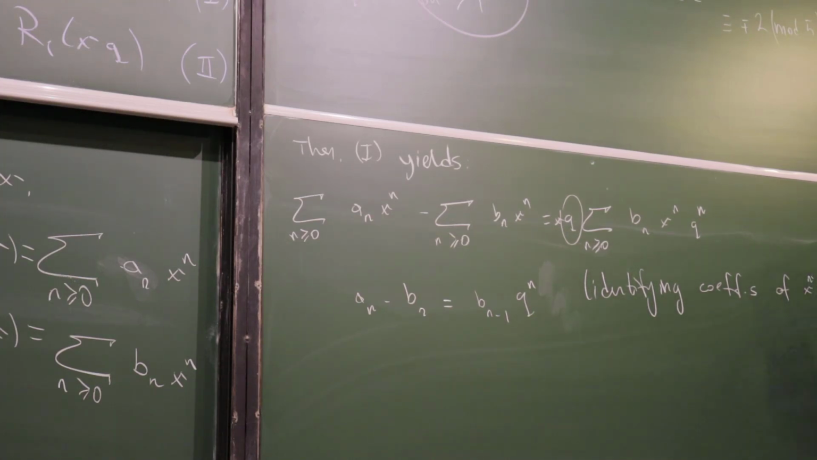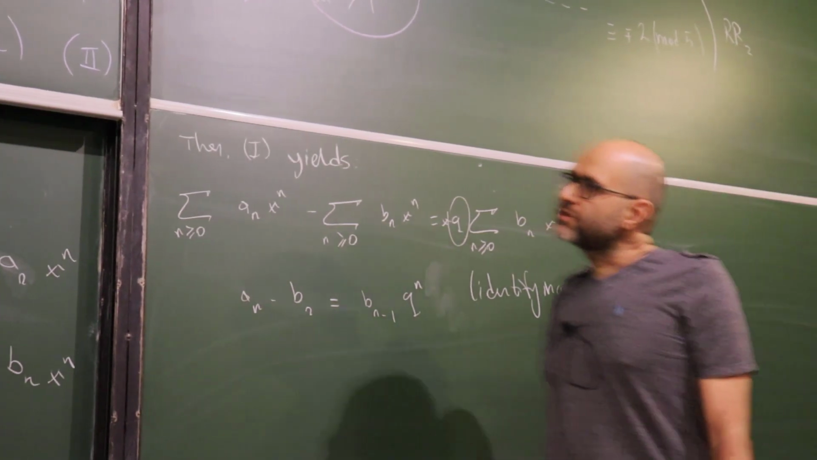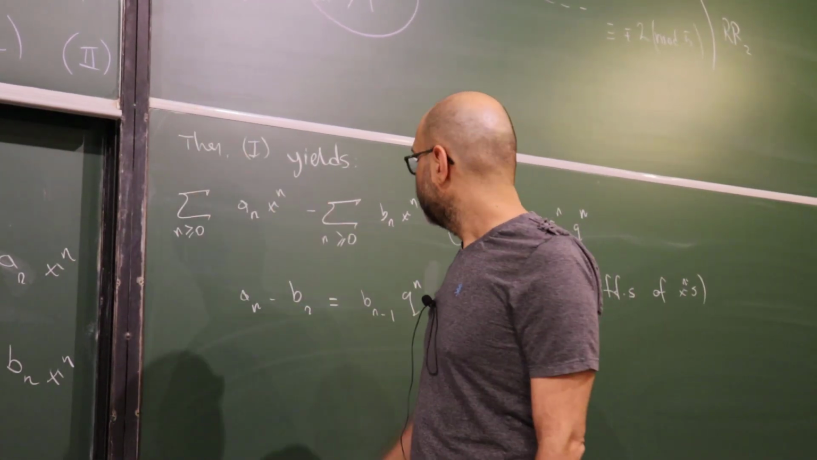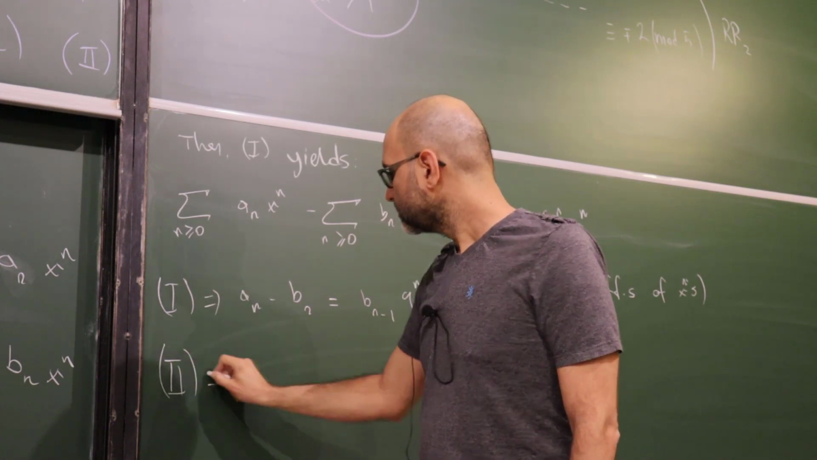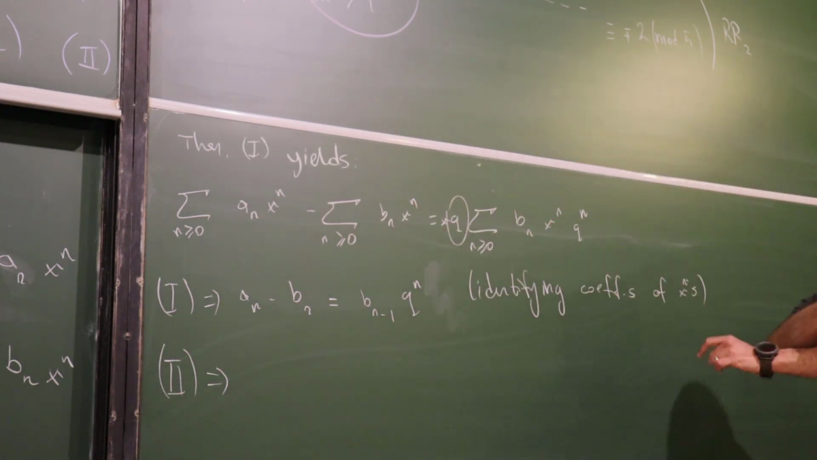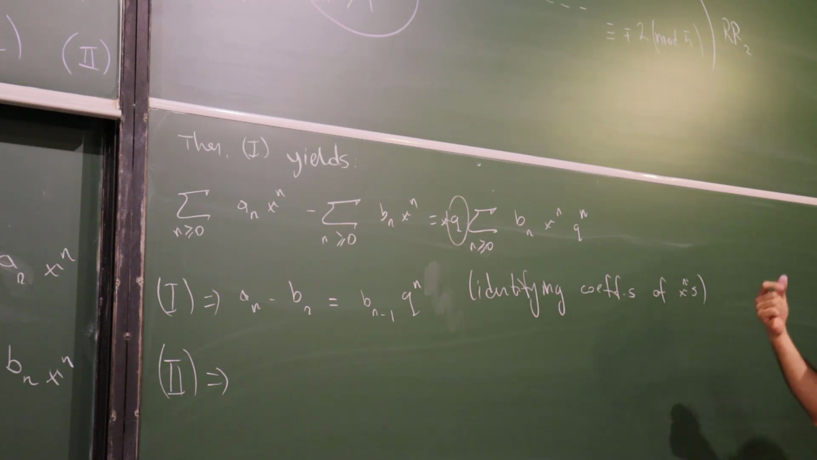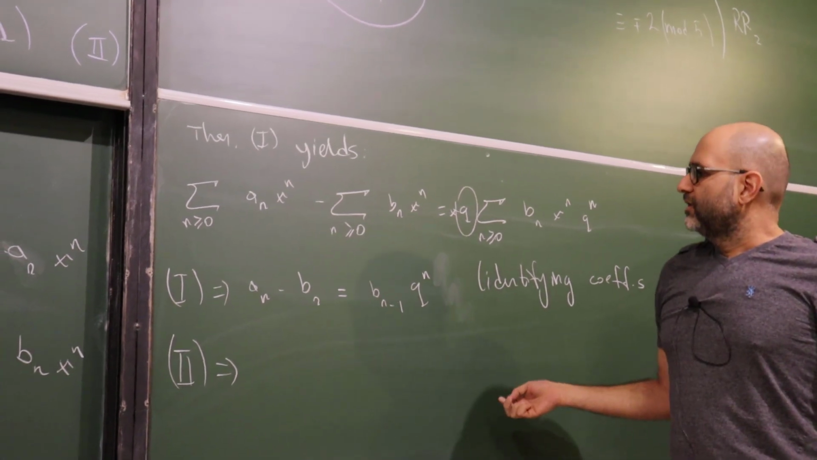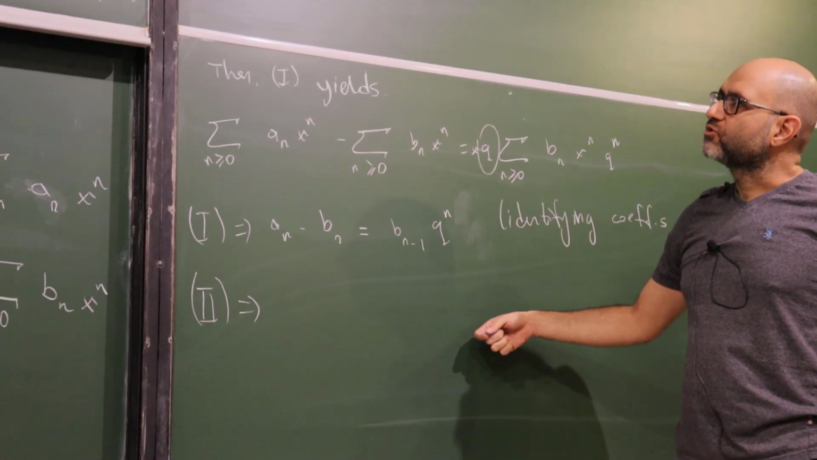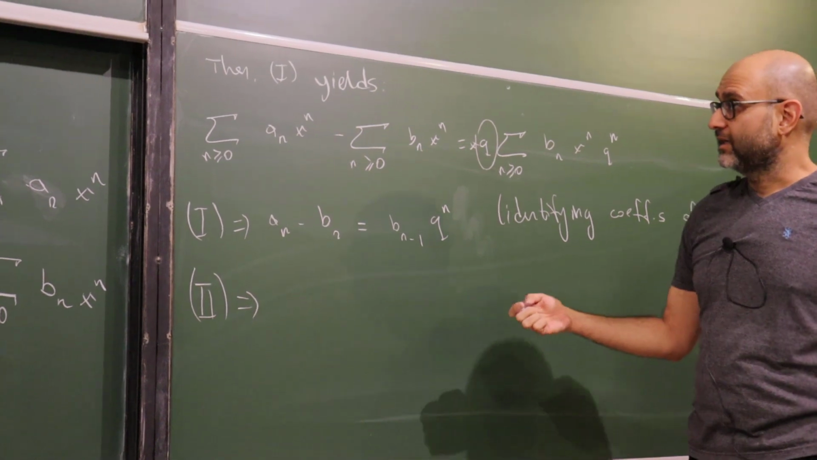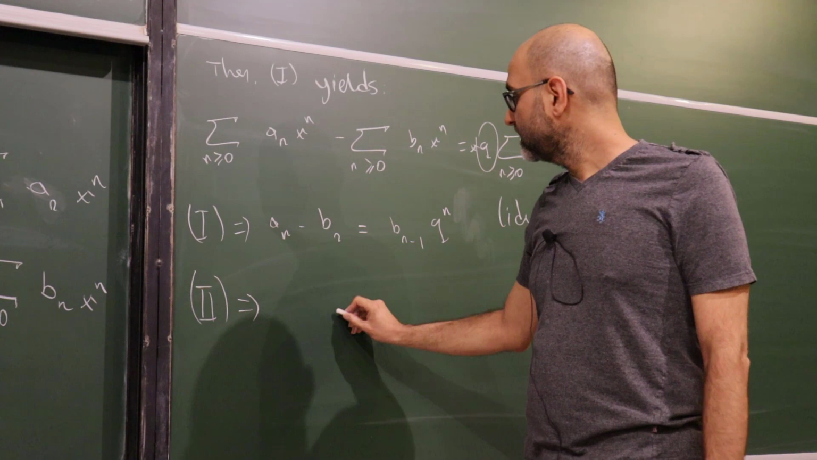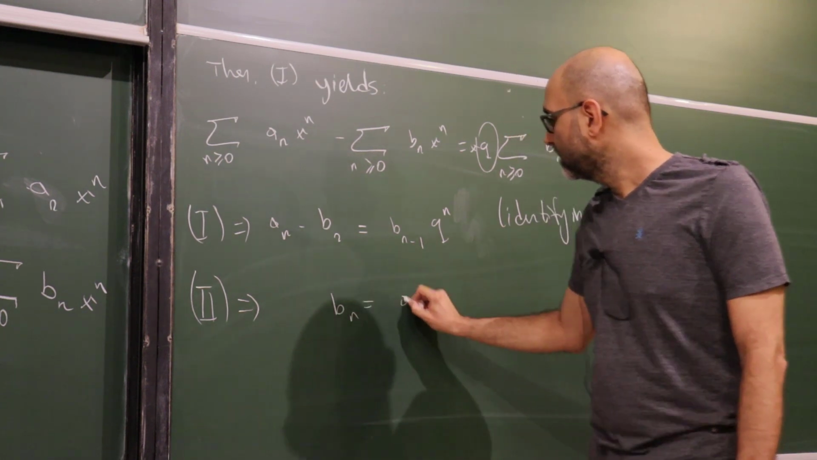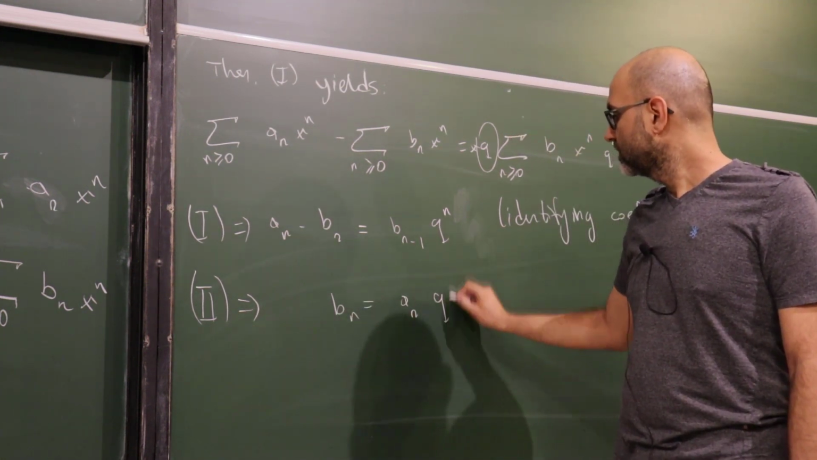X to n's. Okay. What about the second one? Well, it's even easier. In the second solution, it's going to be the other way around. It's going to be a little more difficult to check number 2. It'll amount to less niceties, let's say. And the second one, I'll just write it down. B sub n will be a sub n times q to n.